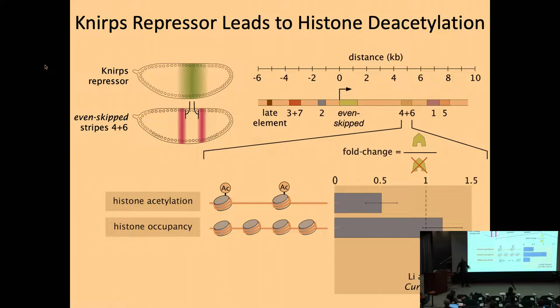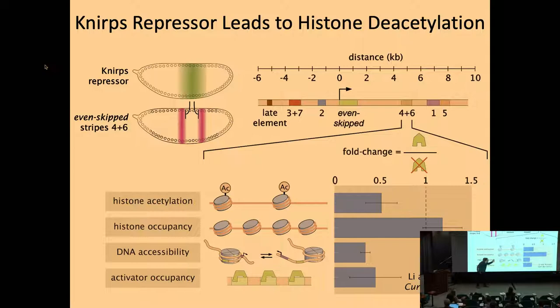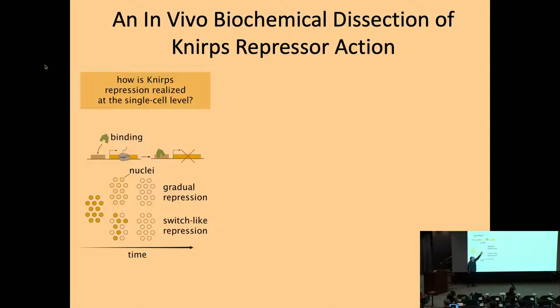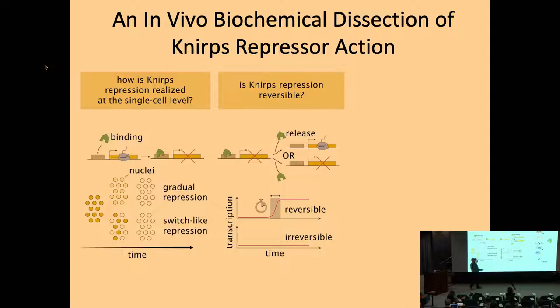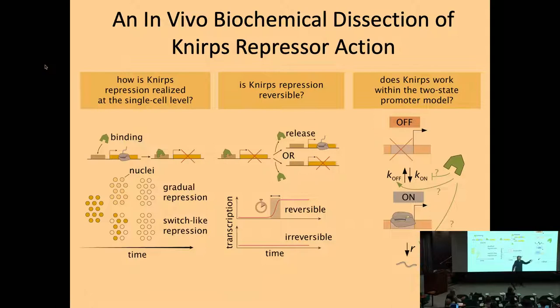Okay, so this is very interesting data. It is kind of similar to the issue of the in situ I showed you at the beginning, right? This is in bulk, so you can't really tell what the cells are doing and what Knirps is doing at the single cell level. For example, is Knirps acting in a gradual fashion, decreasing expression gradually, or in a switch-like fashion? Is there any memory associated with it? Like, if I get rid of Knirps, is the expression already locked? And if we decide that Knirps operates within the two-state model of transcriptional bursting, which one of these bursting parameters is it regulating and how, okay?